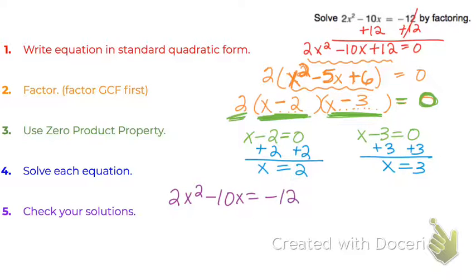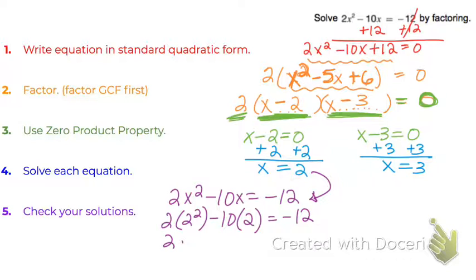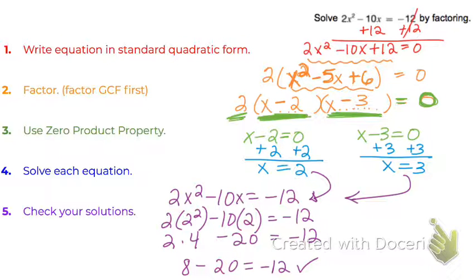If you go to that equation and we substitute in what we think the solution is, so if we substitute in 2 for x, we have this, and we want to see, does this give us negative 12? Well, this is 2 times 4, that's 8, and 8 minus 20 is negative 12. So that checks out. And then you could do the same for 3. Substitute in 3 for x, and you'll see that when you multiply that all out, the answer is negative 12 as well.